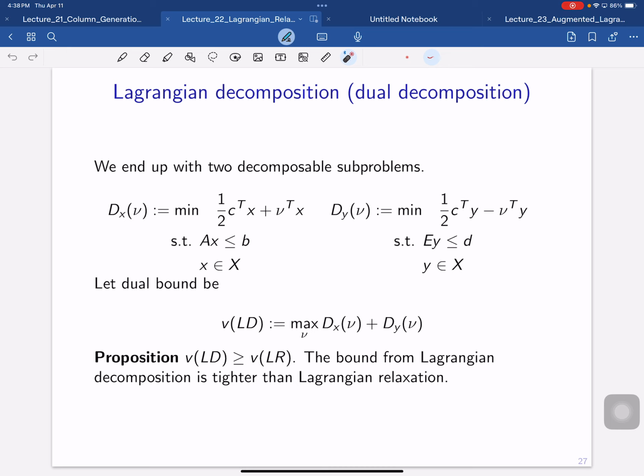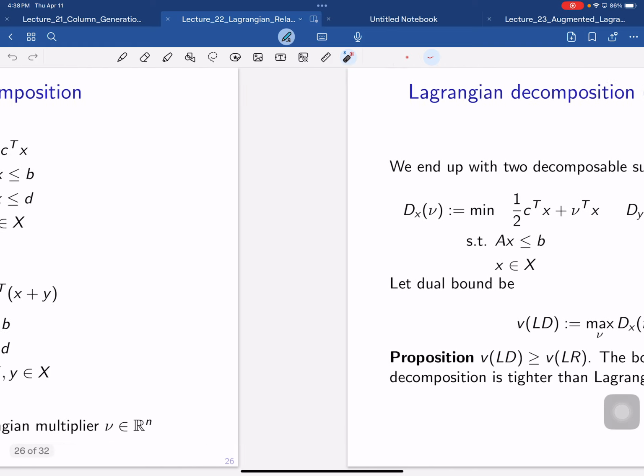But then before we show that mathematically, maybe we can think a little bit about the intuition why this can be true. So recall that in the Lagrangian relaxation, right? What is the Lagrangian subproblem we are solving? Okay, so let's go back a little bit.